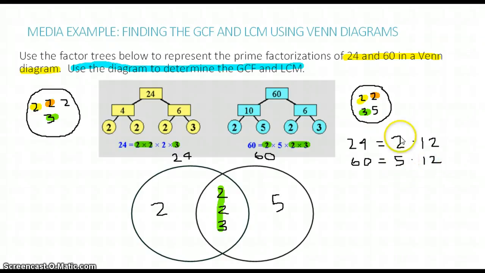Well, notice that they both have a factor of 12, and 2 and 5 don't share any common factors besides 1, because they're prime. So that means that 12 must be the greatest common factor. We can't pull any more factors out of these numbers to make this larger. So that means to find the GCF, you just need to find the product of the numbers in the center. So the GCF is 2 times 2 times 3, which is 12.